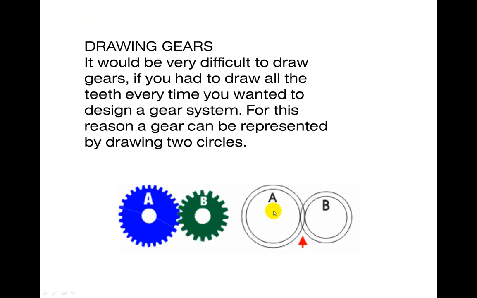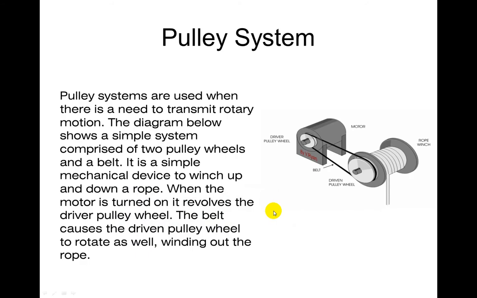Okay, so drawing gears. It would be very difficult to draw gears if you had to draw all the teeth every time you wanted to design a gear system. For this reason, a gear can be represented by drawing two circles. You'll see me use that in some of the problems. Mine might not be perfect circles, but I get that done.